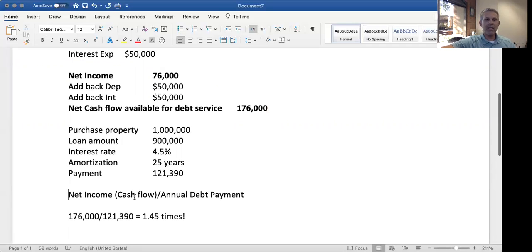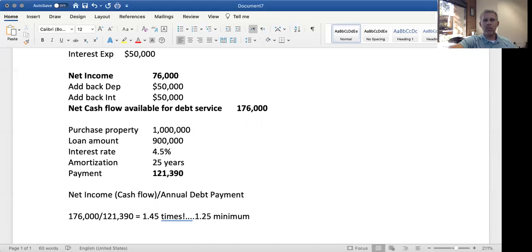So the debt service coverage formula is very simple. You take the net income, or the cash flow available for debt service, which is this number right here, $176,000. You divide it by the annual debt payment, $121,390, and it gives you your ratio. So 176,000 divided by 121 is 1.45 times. The magic number that you have to have as a minimum is 1.25 times.